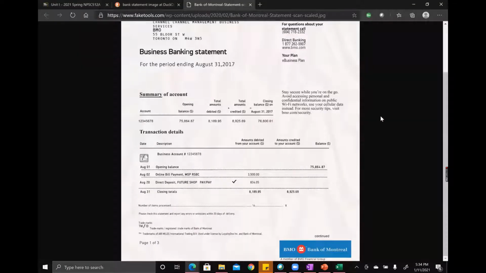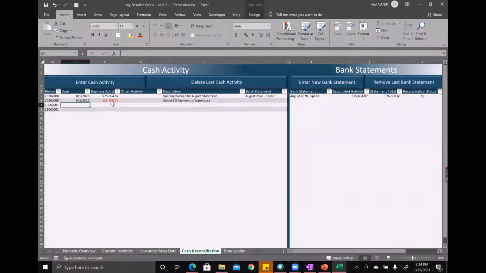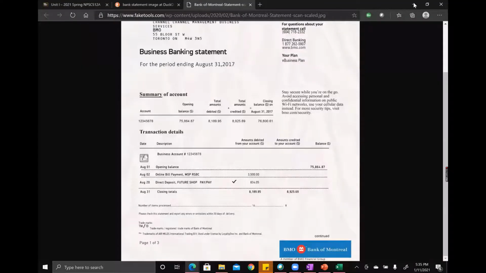Then after that, direct deposit, future shop. Hey, all right. So 834.05. And I'll say that this was personal. We'll say it was a direct deposit payment to babysitter. And that occurred on the 20th.